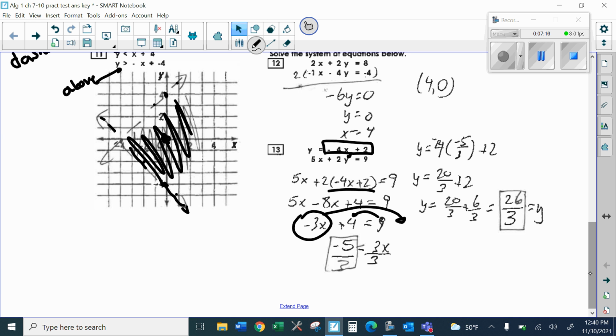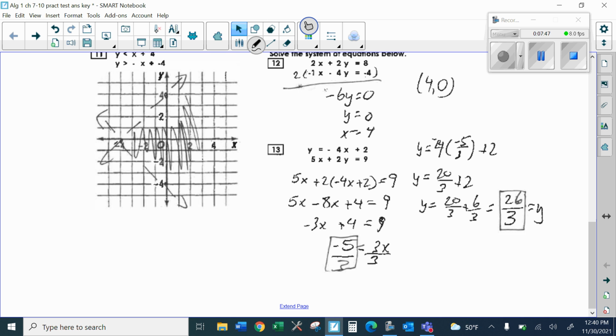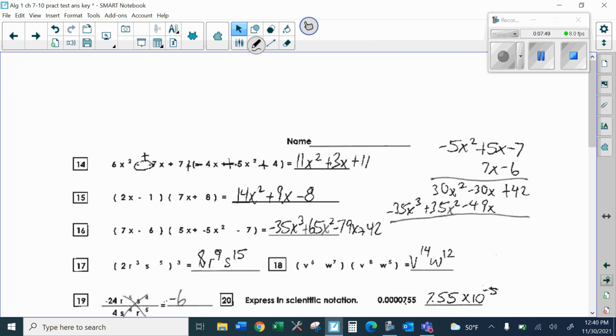That's the x coordinate. Now I need to take that and plug it into -5/3 and plug it right into there, which then I have that written right here, to get the y coordinate. So I have -4 times -5/3 is 20/3 plus 2. I want to get a common denominator of 3, so 2 equals 6/3. So I have 20/3 plus 6/3 is 26/3. If I want to guarantee I was right, I'd plug both those back into the bottom equation and it would work out. Okay, next page.